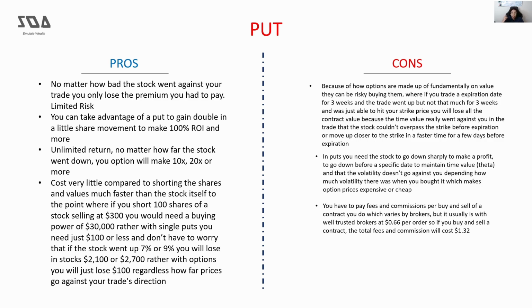So in puts, you need the stock to go down sharply. That's how calls and puts work. You need it to move in a direction sharply to make a profit, to go down before a specific date to maintain that time value, and the volatility must not go against you, depending on how much volatility there was when you bought it, which makes option prices expensive or cheap. And lastly are fees and commissions.